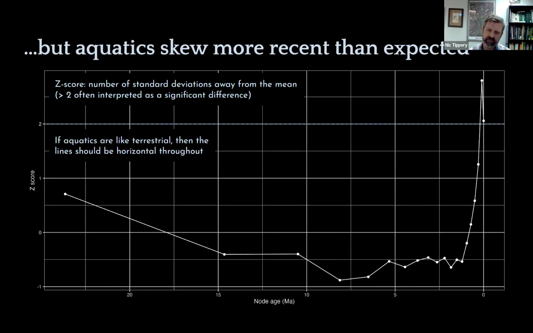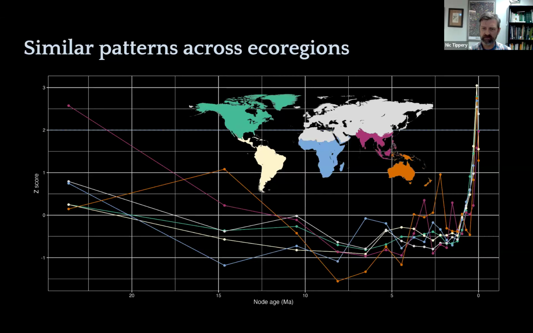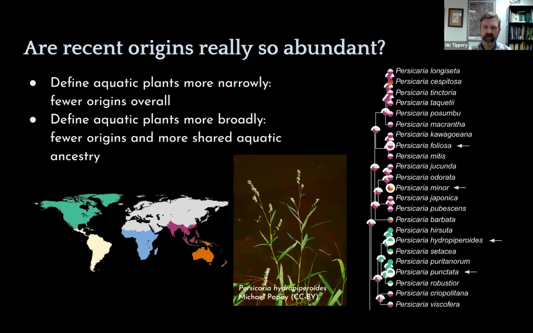There's one way to look at this. This is z-score. So these are bins where the terrestrial plants would have had an equal number of nodes at any one of these points. And so skew toward more points or more origins in the aquatics than expected would be higher. The number below 0 would be fewer than expected, kind of expecting that even number across. And you see there's a pretty big uptick at the very last couple million years there. And that's also consistent across ecoregions.